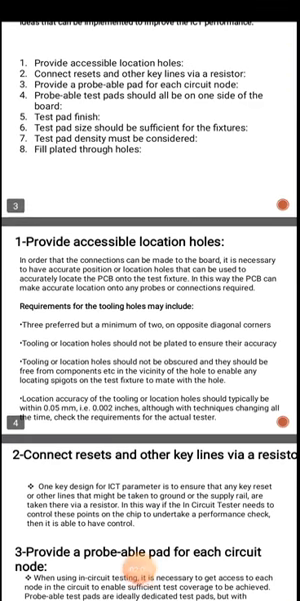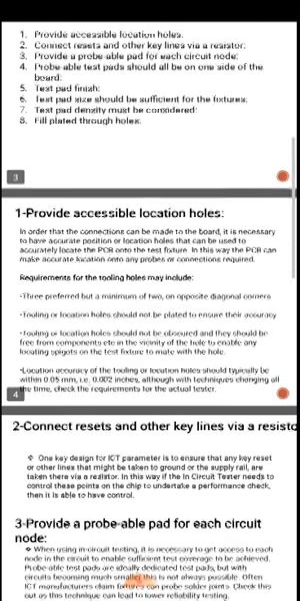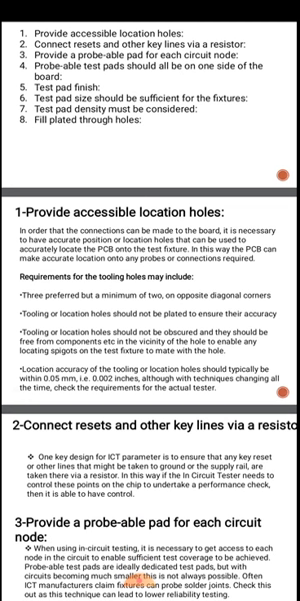So the first point we are going to discuss is provide accessible location holes. In order that the connection can be made to the board, it is necessary to have accurate position or location holes that can be used to accurately locate the PCB, means printed circuit board, onto the test fixtures. In this way, the PCB can make accurate location onto a probe or connection required. So, what is the requirement for it?